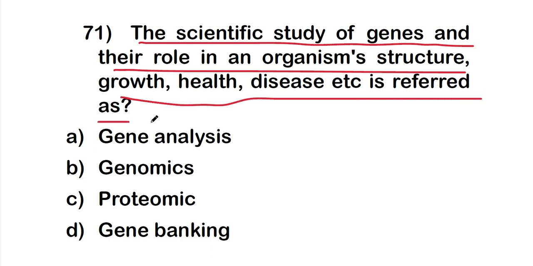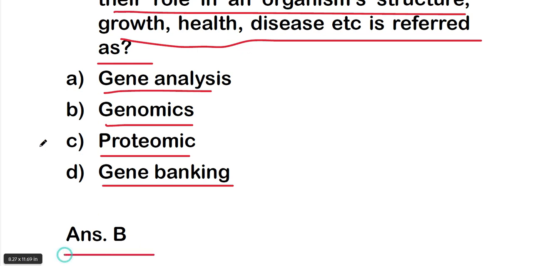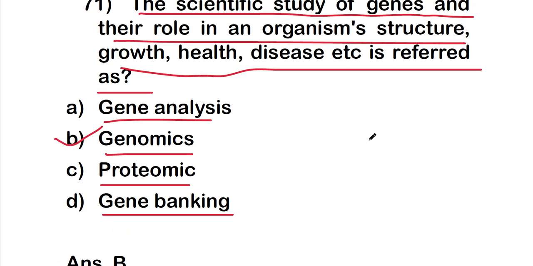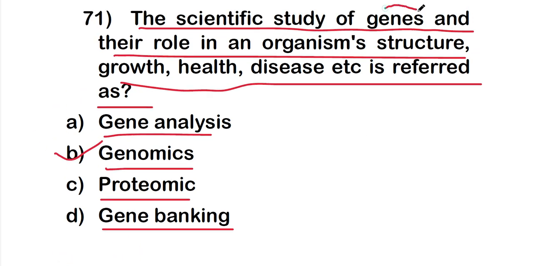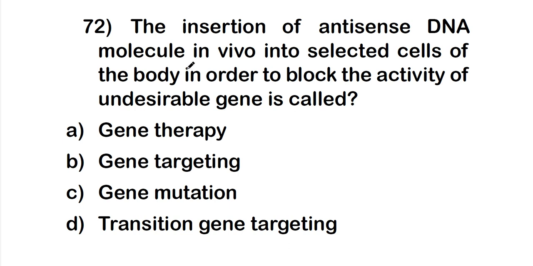Is referred to as option A gene analysis, option B genomics, option C proteomics, option D gene banking, and the right one is option B, that is genomics. So the scientific study of genes and their role in organism structure, growth, health, disease, etc. is referred to as genomics. So let's move on to question number 72.